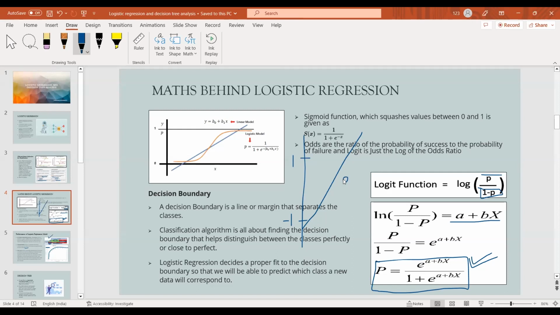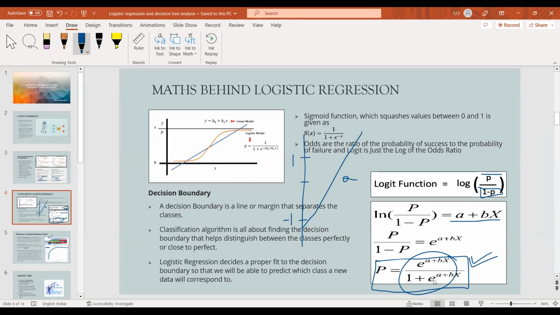And this is a plus bx. I'm not writing it, but it's a plus bx. So the coefficients being a and b. On the basis of these, for example, if we take a value, we insert that value here in this function. And when we are inserting this, we get a certain p value over here.